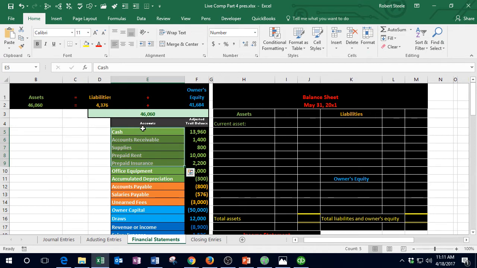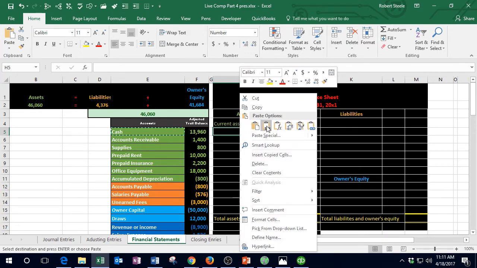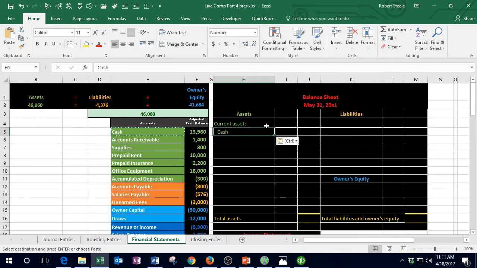So all of these, I'm just going to list these out basically over here. There's a couple different ways we could do this. I could copy and paste it. I can even use a formula. So for example, I could copy cash, put it right here, and put it in H5, right click and paste it to 1, 2, 3. Notice it indented for me. That is in the home tab, alignment, indent.